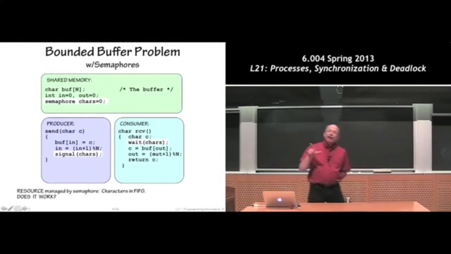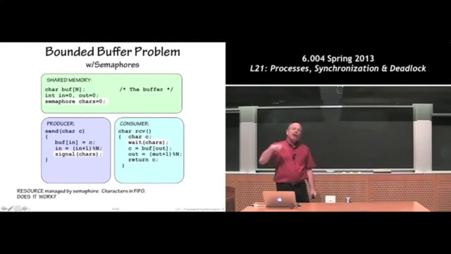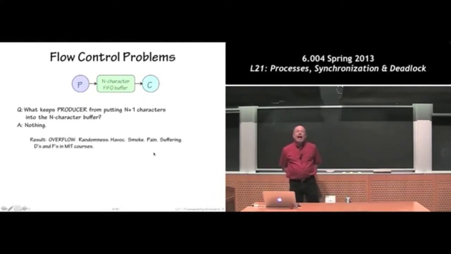So there's one precedence constraint, right? We wanted the ith receive to happen after the ith character had been sent. But now we have to make sure that the producer doesn't produce more than n ahead, because otherwise the buffer will overflow. And so the answer is, well, nothing prevents this from happening, and that's usually bad.